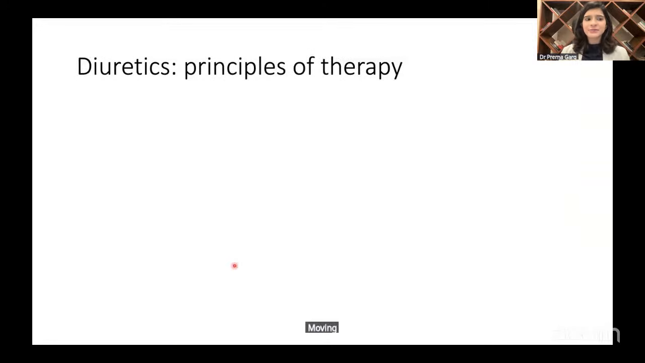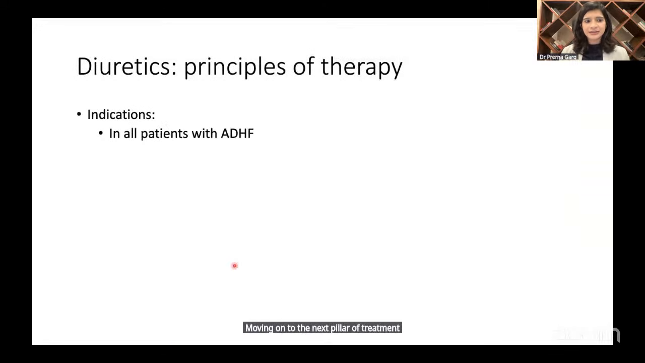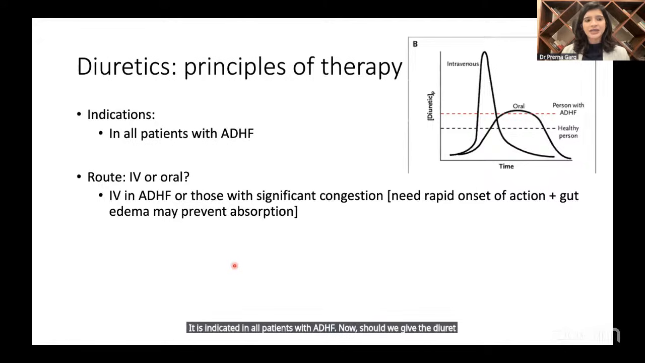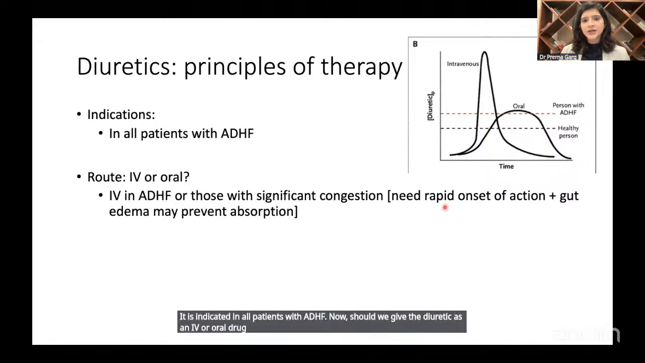Moving on to the next pillar of treatment, diuretics. It is indicated in all patients with ADHF. Now, should we give the diuretic as an IV or oral drug? So I would bring your attention to the top right figure. This is a diuretic time dose response curve. As we know, when we give any drug IV, there is a sudden peak in concentration which wanes off faster, while an oral drug will take more time to act.